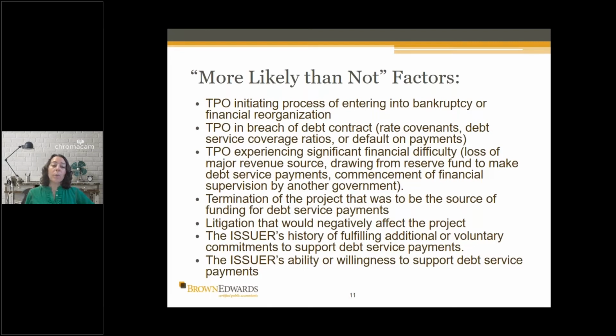And the 2, which are actually on the bottom, but I think they are the most important because it's looking at it from the issuer's perspective, which is what is the issuer's history of fulfilling additional or voluntary commitments? And what is the issuer's ability or willingness to support debt service commitments? So that last one, economic development authorities often are the issuers of these conduit debt arrangements, but they may not have the financial ability to support debt service payments for 1 year, let alone 2, 3, 4 years.